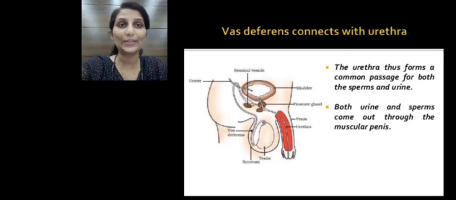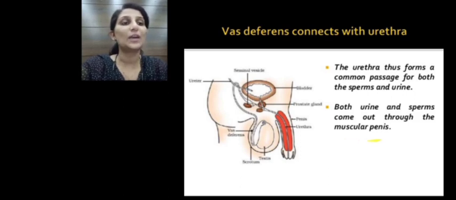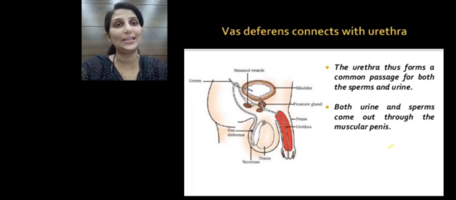The vas deferens and the urethra join together to form a common passage, the common duct, and this common duct acts as a passage to conduct both the urine which is formed in the kidneys and also the sperms which are formed inside the testis. So both urine and sperms come out through the penis, which is the external genitalia, and it is made up of muscular tissue.